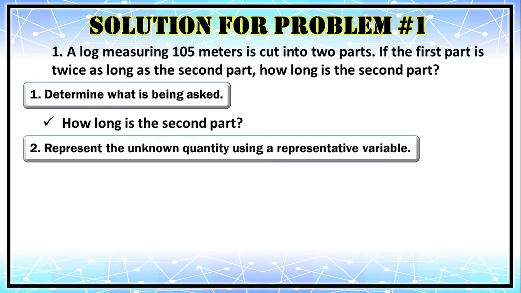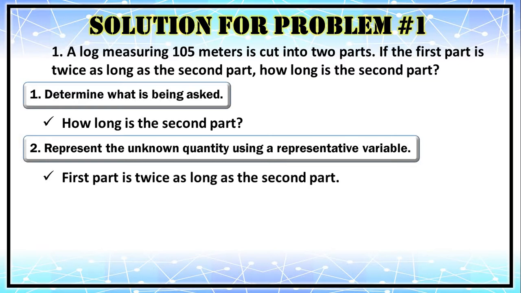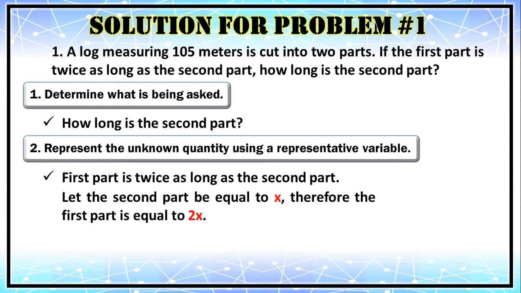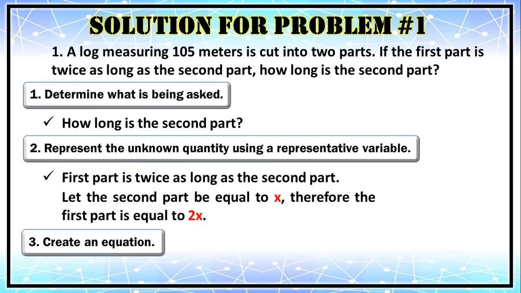Step number 2, represent the unknown quantity using a representative variable. The first part is twice as long as the second part, so we let the second part be equal to x, therefore the first part is equal to 2x. Step number 3, create an equation. Our equation will be 2x + x = 105, since 2x is the measure of the first part, added to the second part, and that is equal to the log measuring 105 meters.